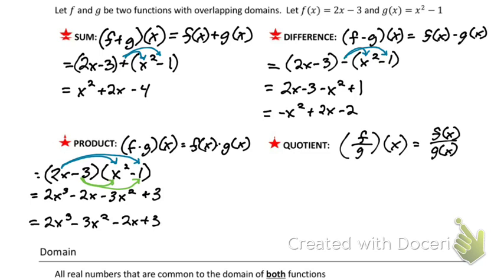I don't have a ton of room, so I'm going to just put a little comma and try to squeak in there that g of x cannot be 0. I think I got it in there mostly, but you can write it bigger. You have more space than I do. So g of x cannot be 0.